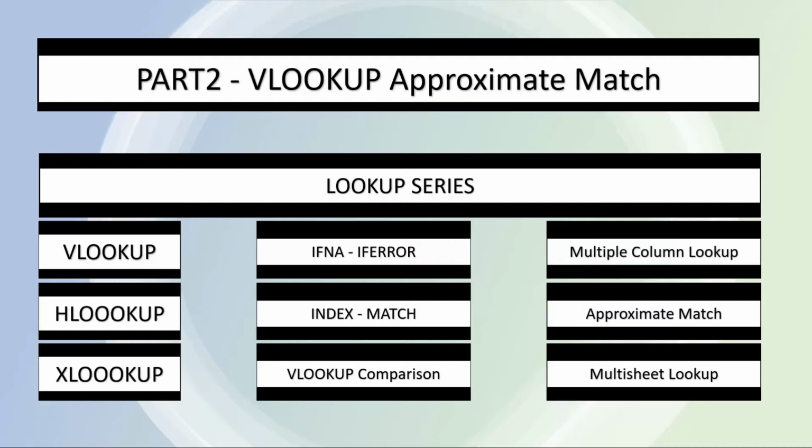In part 1, we learned the basics of the VLookup function, and now in this video we are going to learn the approximate match option of the VLookup function, which is used to look for the availability of a value in a range of values by simply changing the last parameter of the VLookup function, and also a few associated tips.